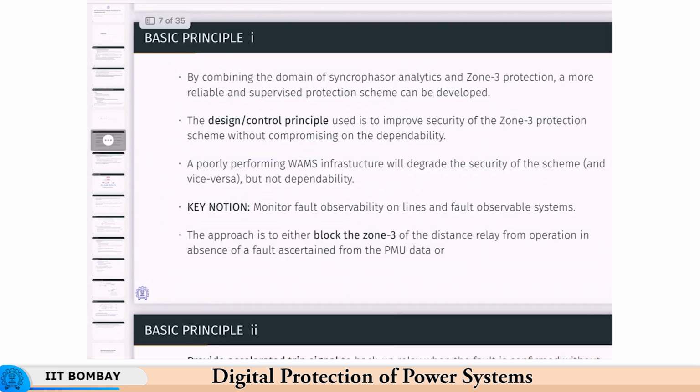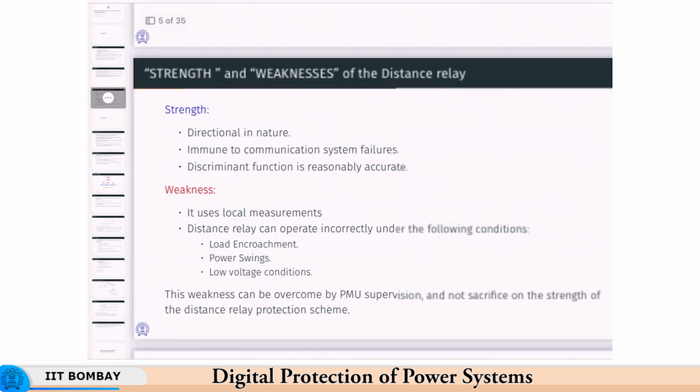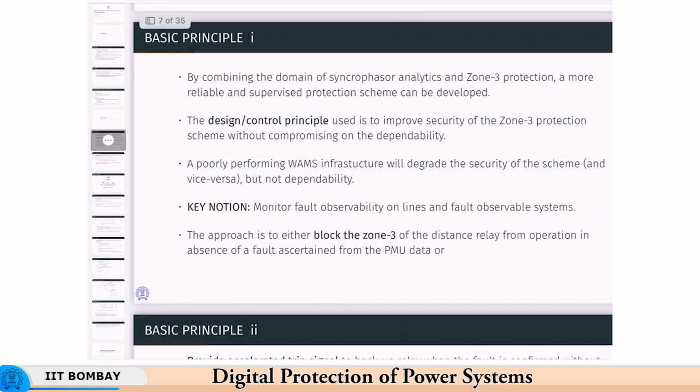Okay, we will see the actual scheme, but what is the basic principle of this scheme that has been implemented here? So, here the PMU based analytics or the synchrophasor analytics are combined with zone 3 protection. Okay. And zone 3, why zone 3? Because it is most vulnerable to the conditions that we listed here, namely load encroachment, power swings, low voltage condition and all that. There is an analytic which works for zone 1 and zone 2 also, but it is a reasonably higher level analytic, which we will not be discussing specifically in this class.